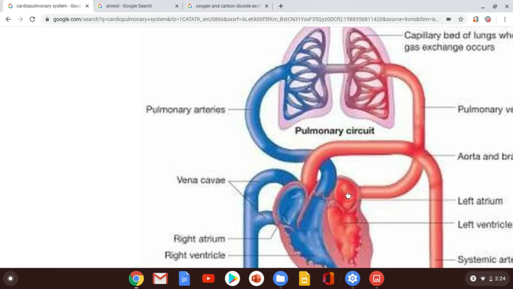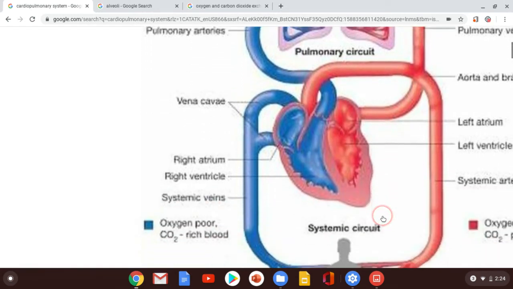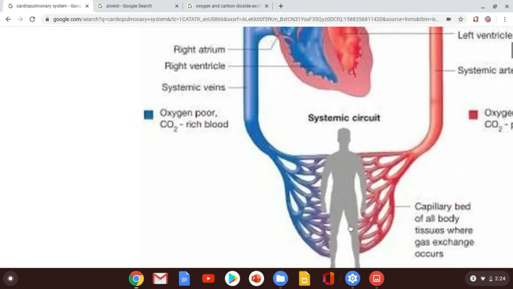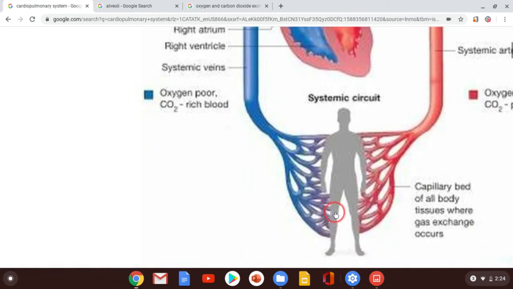So it goes from the right atria, right ventricle to the lungs, back into the left atria, to the left ventricle, and from there it goes into the aorta, which sends the blood to the rest of the body. And that's how we receive blood to our hands and our legs. So now we explained how our blood becomes oxygenated. It's through this exchange of gas through the capillaries and the alveoli.